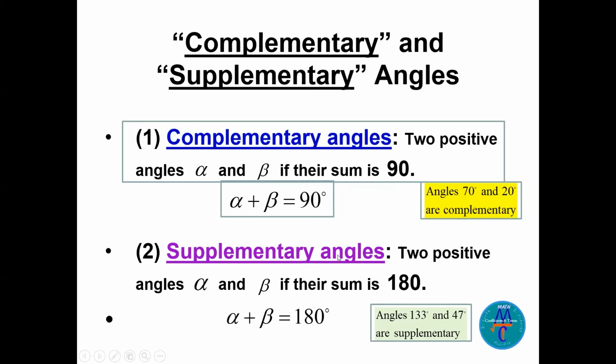Supplementary angles, 2 positive angles, alpha and beta, are supplementary if their sum is 180, like 133 and 47, 110 and 70, etc. If you add any 2 angles and their sum is 180, you can call them supplementary.